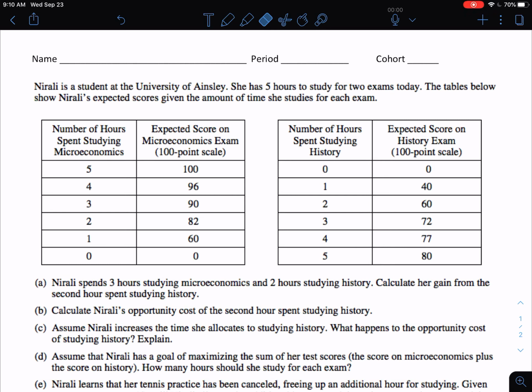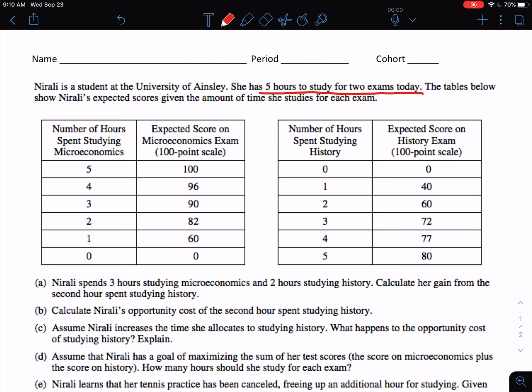Welcome everybody. We're going to talk through this utility maximization problem. So obviously you've spent some time with this already, but we're going to take a look at and figure out what Nirali is going to do with the 5 hours that she's going to study for her exams.